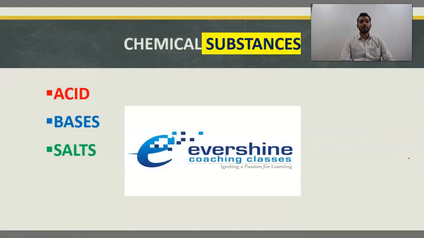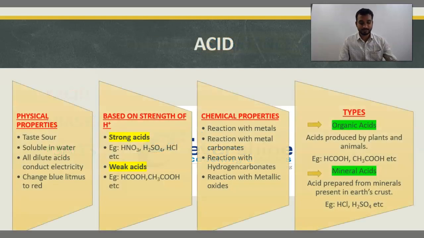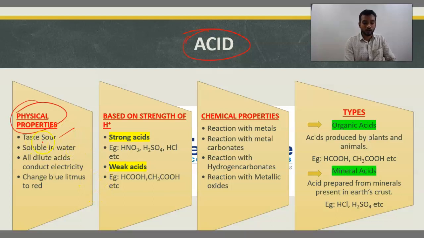First, we are going to classify the chemical substances into three categories: acids, bases and salts. Now let me discuss a few important properties of acids. First, let me discuss their physical properties. The physical properties of acids are: they are sour in taste, and of course they are all soluble in water. Easily they will dissolve in water. Any acid you take, maximum acids will dissolve in water.